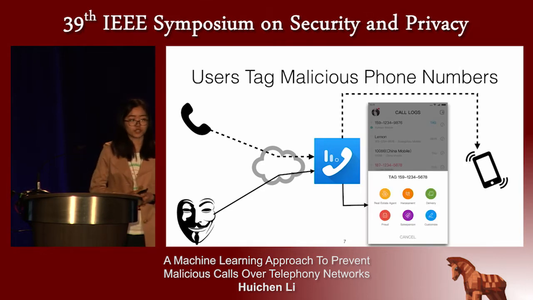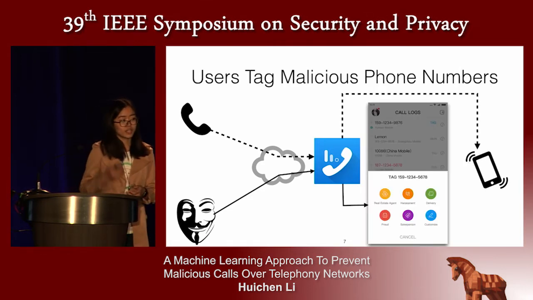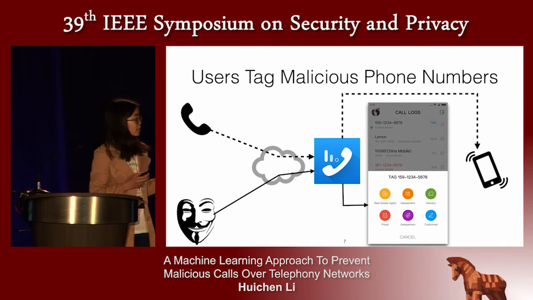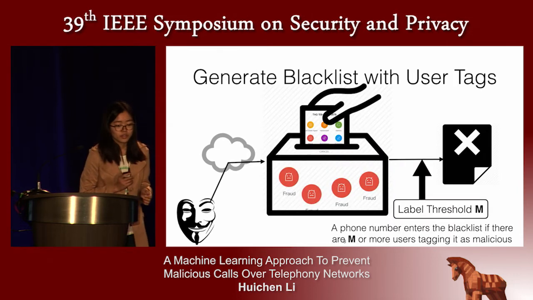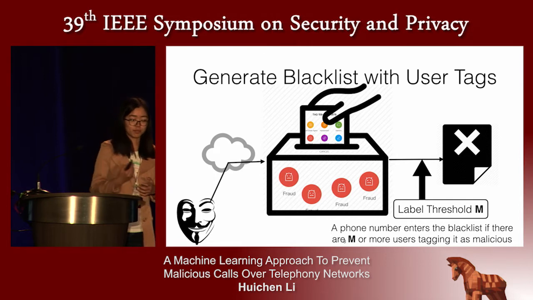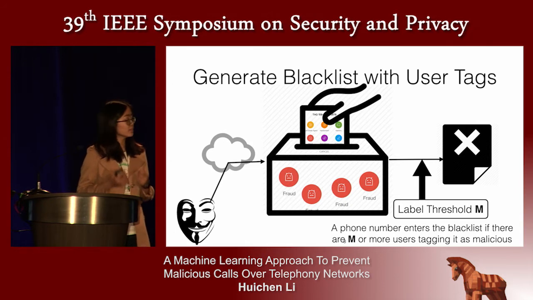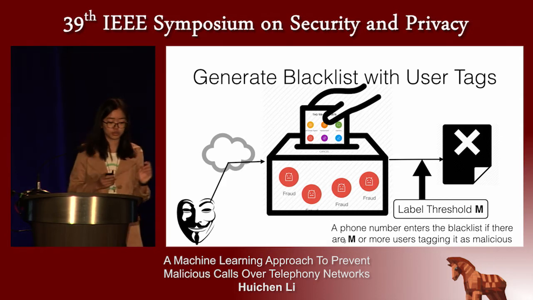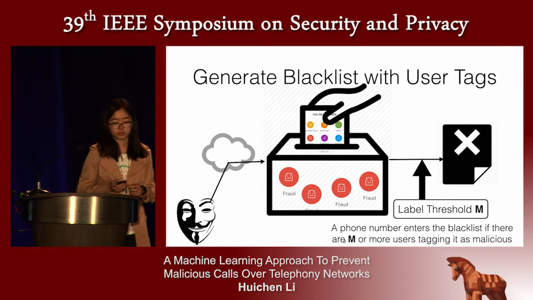A blacklisting approach is used here. When the user hangs up a phone call, he can label the number as malicious, or this app may also actively prompt the user to tag a suspicious call. After we collect a bunch of such tags, we can generate a blacklist. If a number is labeled by more than m different users, we will put it into the blacklist. Please pay attention to the label threshold m here, as we will use it later.